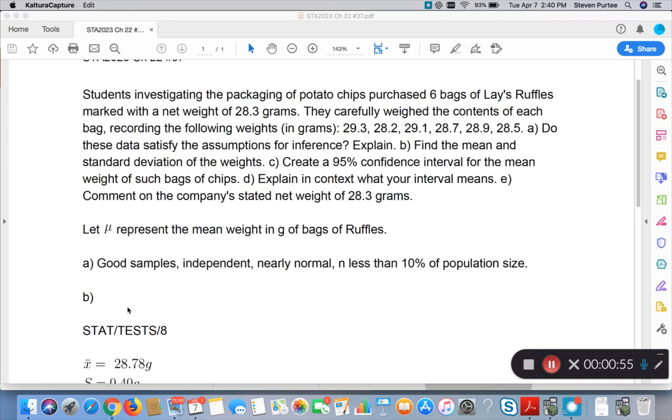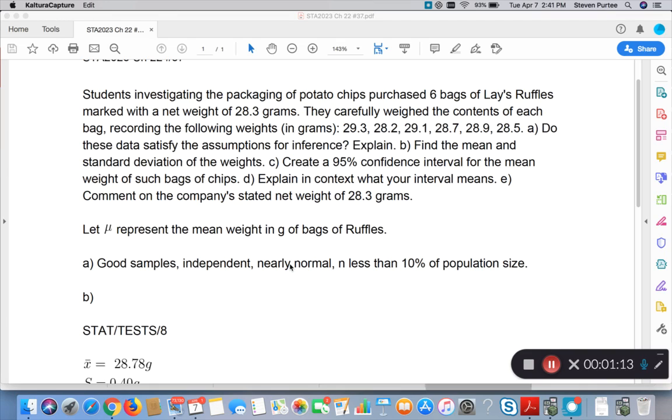Okay, we're supposed to check our conditions. Hopefully, we've done a good sample here, that this sample represents the population. Our sample should be independent. Measuring these bags should not have effects on other bags.